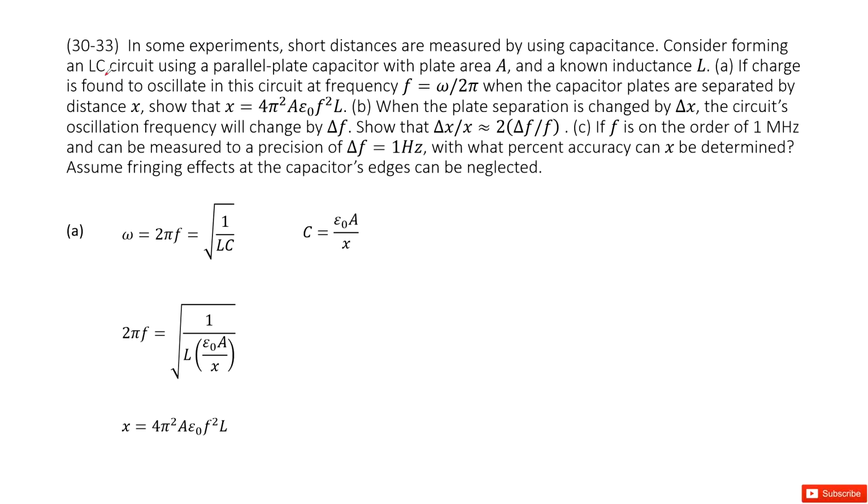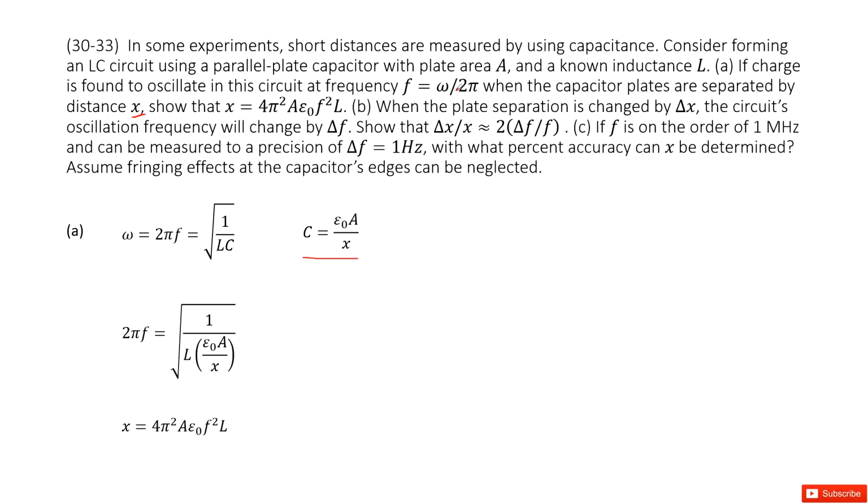C is capacitance. So we can say the capacitor plates are separated by distance x, and it tells us this capacitance C can change with x. So there we can write down the function connecting the capacitance with x in this equation. You can check the previous chapters for capacitance.